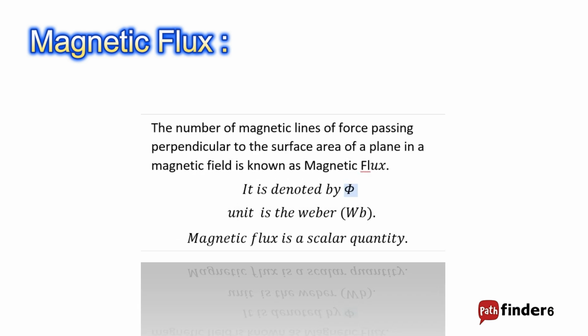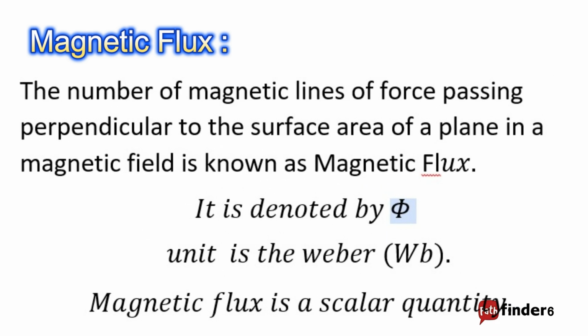Definition of magnetic flux: the number of magnetic lines of force passing perpendicular to the surface area of a plane in a magnetic field is known as magnetic flux. It is denoted by phi. The unit of magnetic flux is the Weber. Magnetic flux is a scalar quantity.